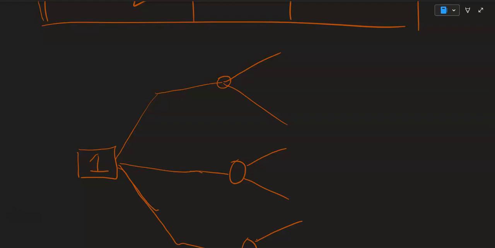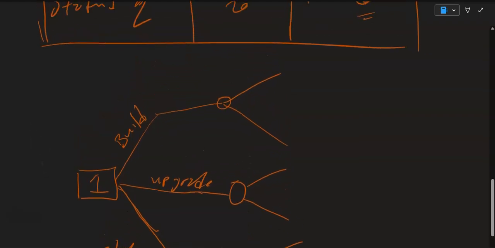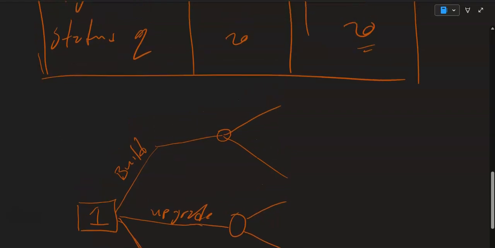So this is a decision alternative to build, right? Then this is a decision alternative to upgrade. And this is a decision alternative to maintain the status quo. All right. So from these, we need to begin ascribing their probabilities.